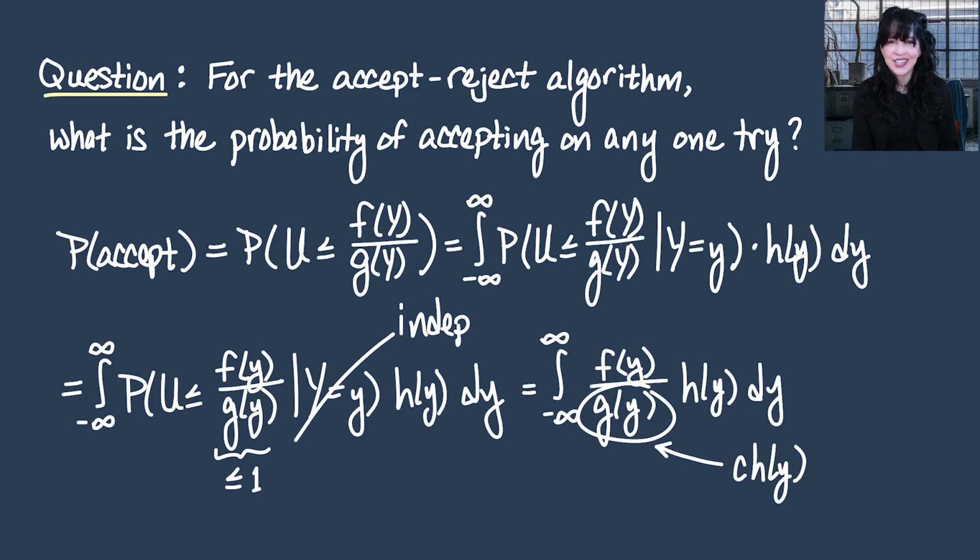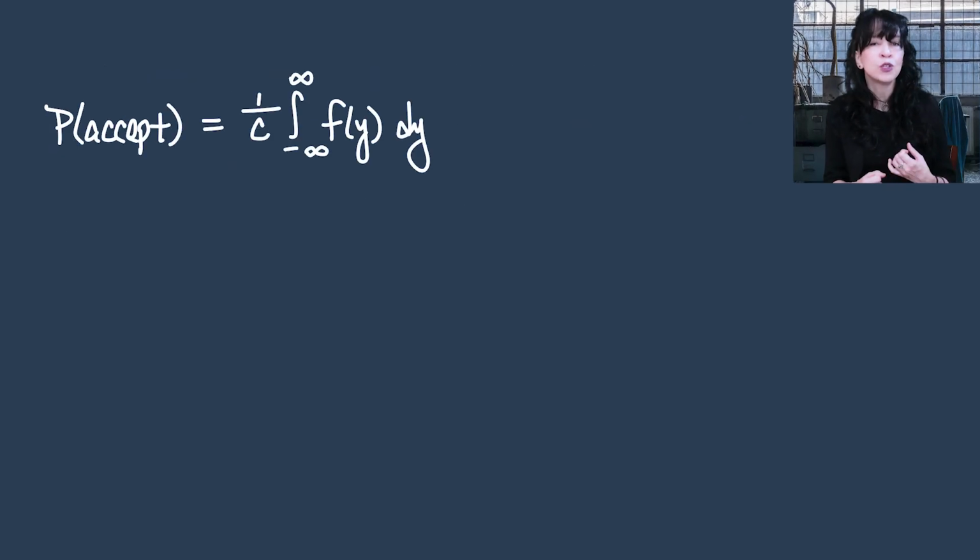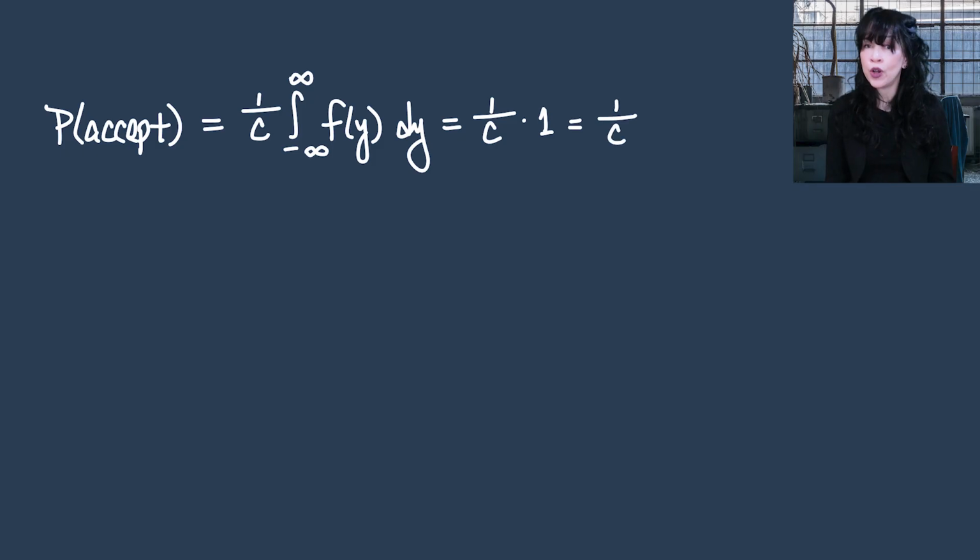I get some cancellation. And so we get the probability of accepting in any one try of this algorithm is 1 over c times the integral from minus infinity to infinity of f of y dy. But f is a PDF, and this integral is 1. It's okay if the PDF is 0 for part of it. But in general, when you integrate any PDF, no matter what the support, if you integrate from minus infinity to infinity, you will get 1. I'm left with the probability we accept is 1 over c.